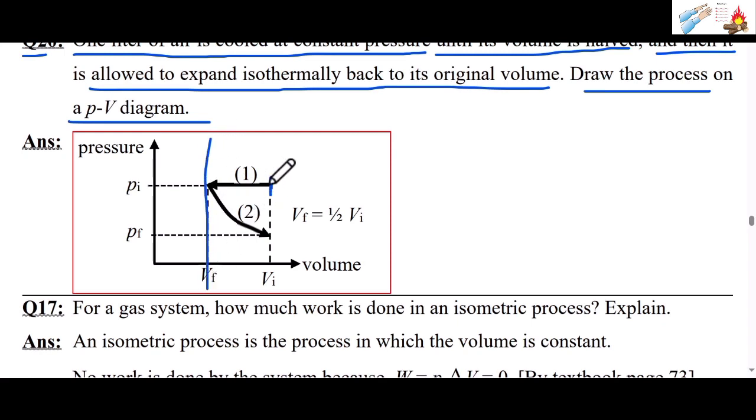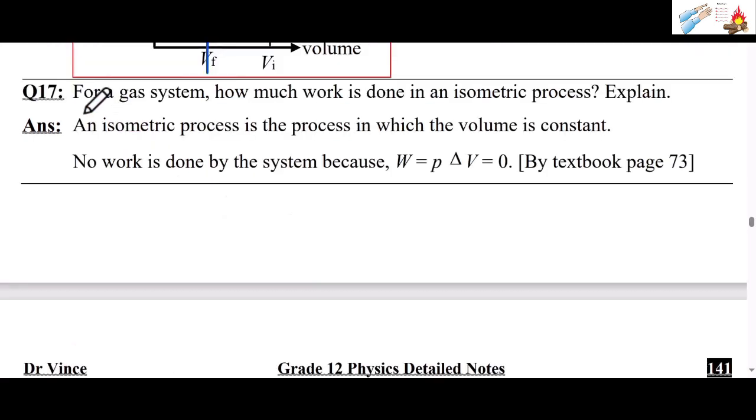The temperature does not change, so pressure and volume change. Question number 17.